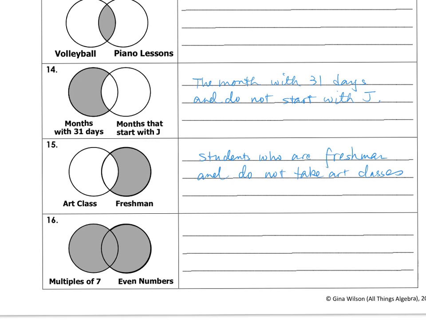Finally, number 16, everything included. So that's numbers that are multiples of 7 and even numbers. I'm not going to write it out again. You just add the two together. That's numbers that are multiples of 7 and even numbers, which is the answer to 16.